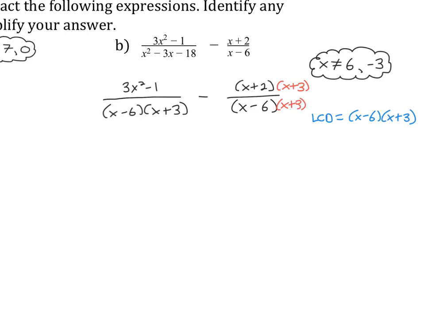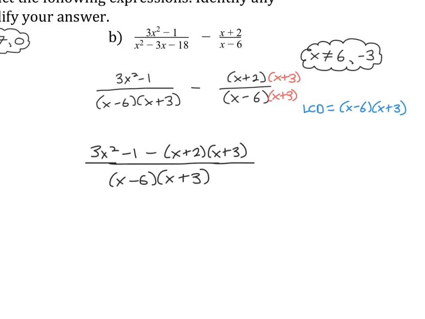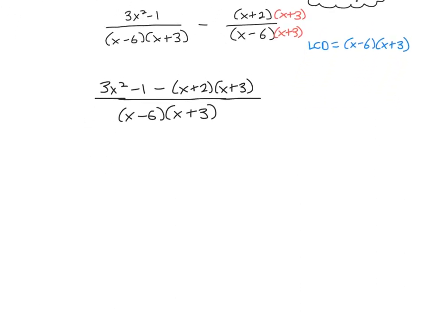So now that the denominators are the same, we can add or subtract the two expressions. So that gives us 3x squared minus 1 in the numerator, and then minus x plus 2 times x plus 3. From here, it's just a matter of multiplying everything out. So the next thing I'm going to do is multiply out these two binomials.